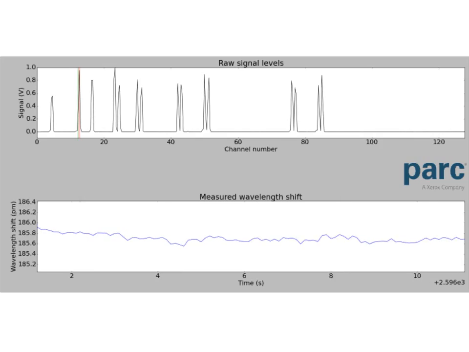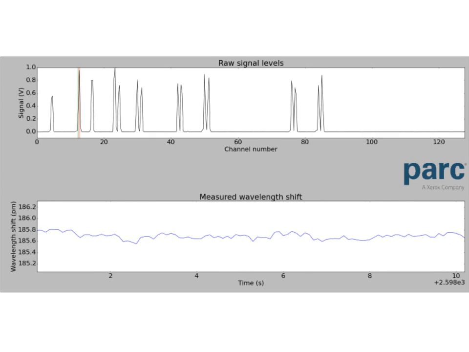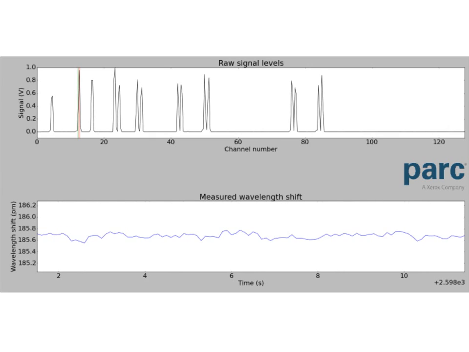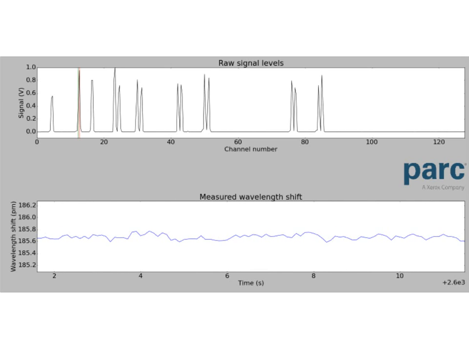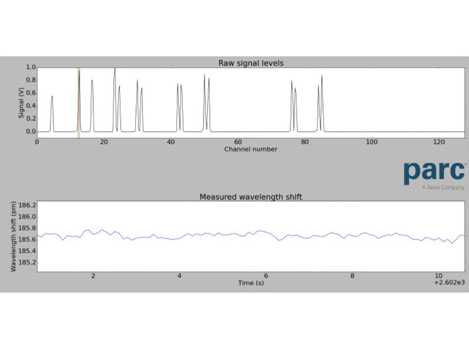The resolution of this unit is about 50 femtometers or better, which is about 5 millikelvin or better of temperature sensitivity, and about 0.05 microstrain in mechanical strain resolution.